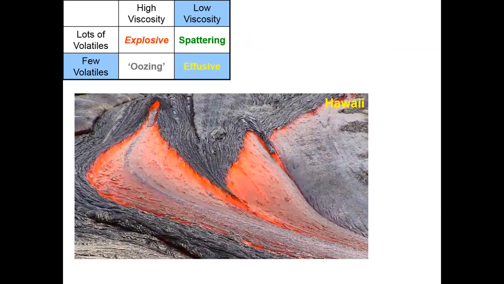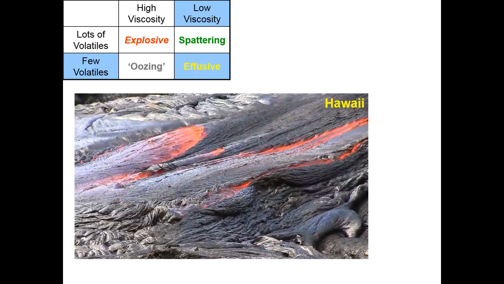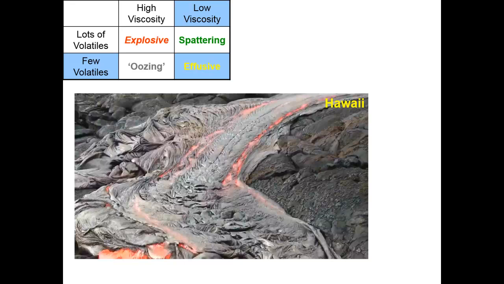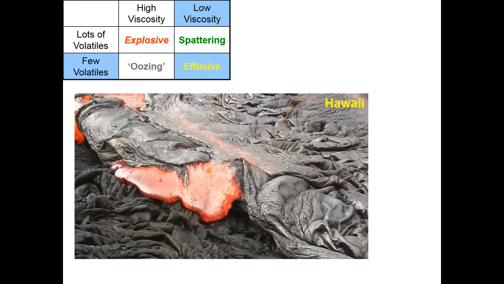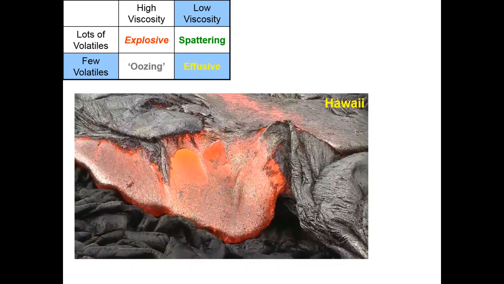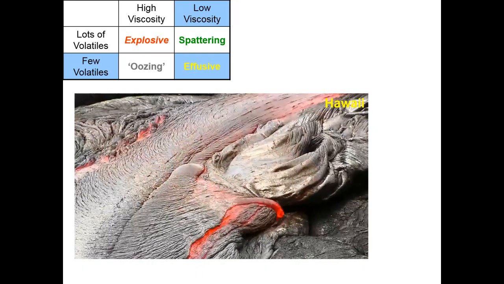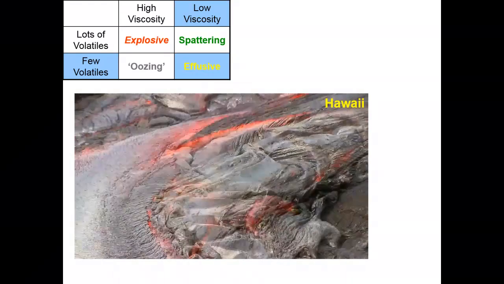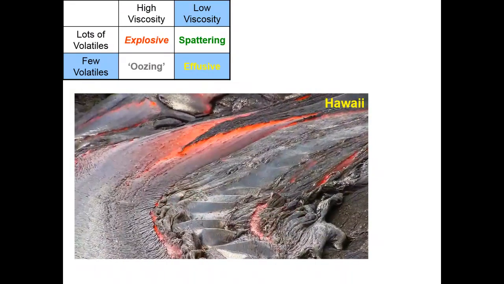At the opposite end of the spectrum is the combination of a magma with low viscosity and few volatiles. Because there are relatively few volatiles, there are relatively few bubbles, and those bubbles that form can relatively easily move through the magma and escape. So they don't propel the magma out of the throat of the volcano explosively, and instead the magma just oozes out slowly, like shown in these pictures here of lava in Hawaii.